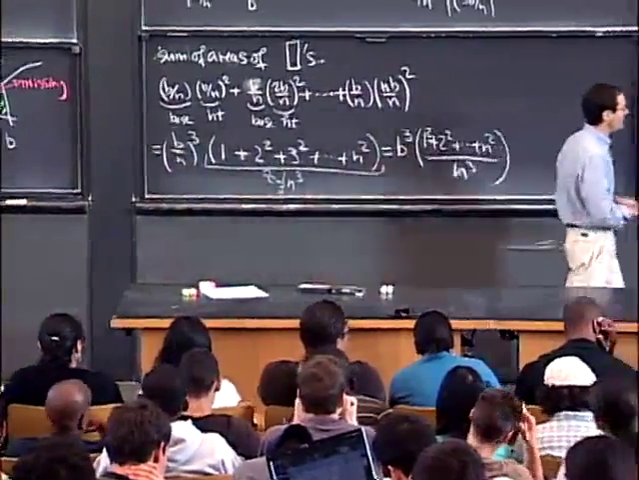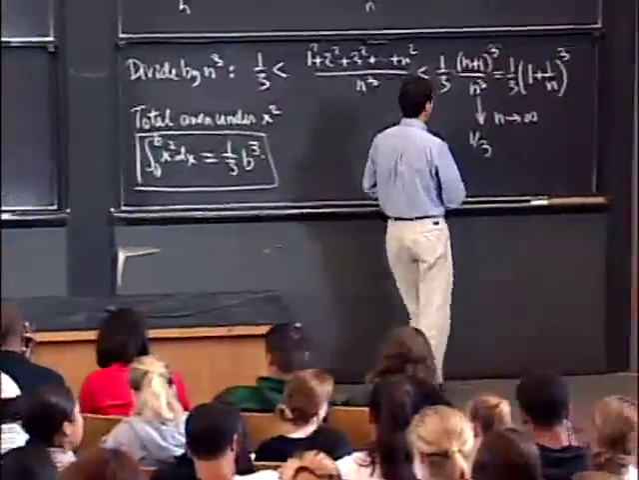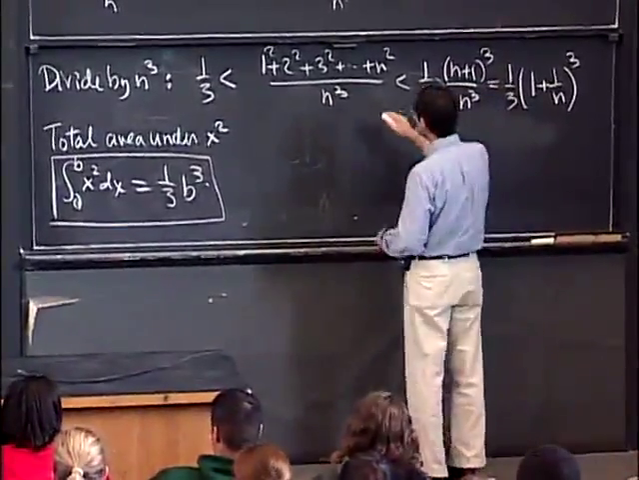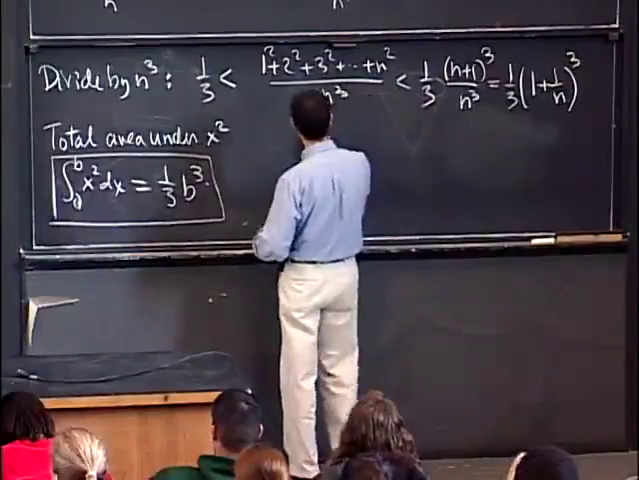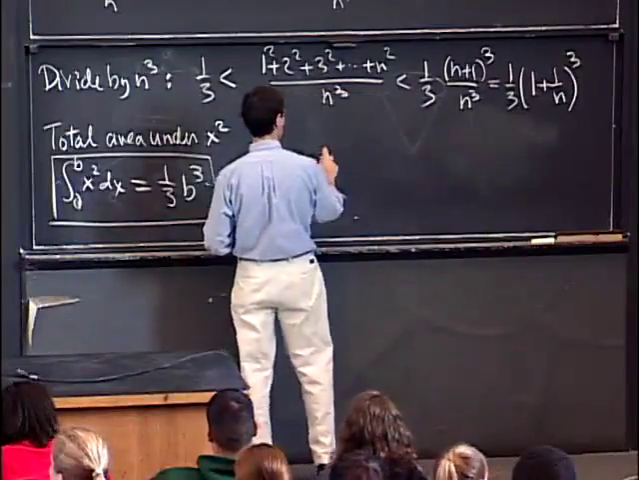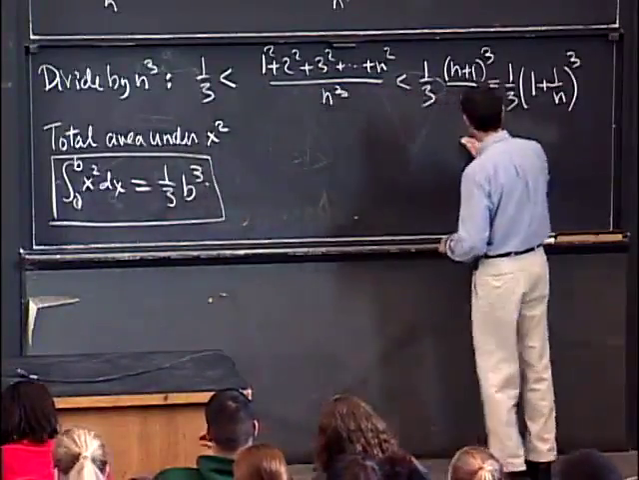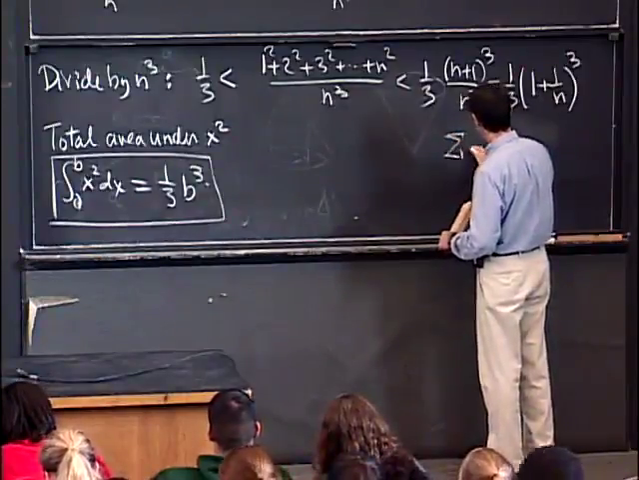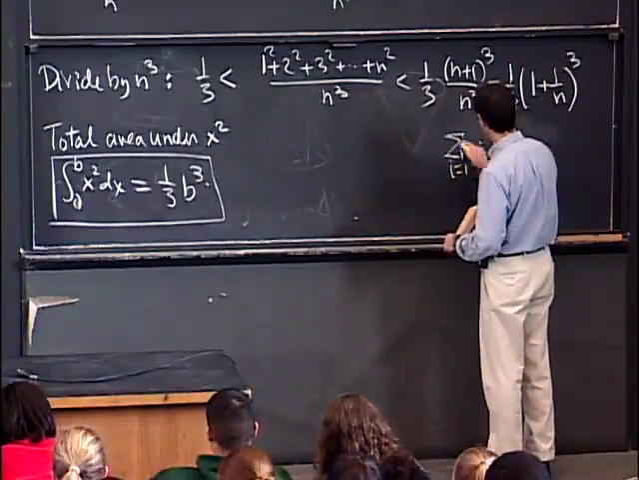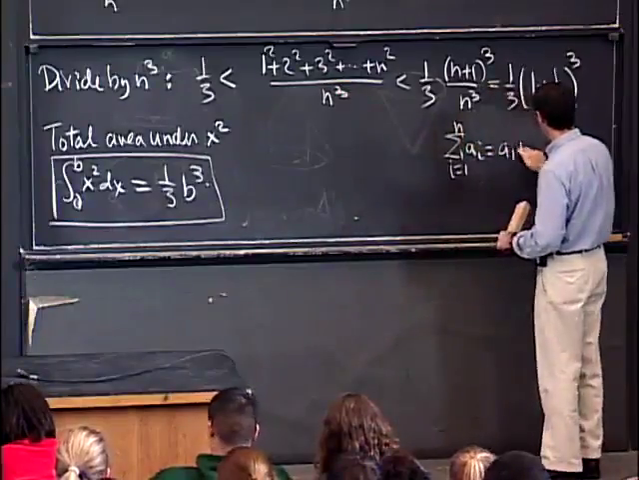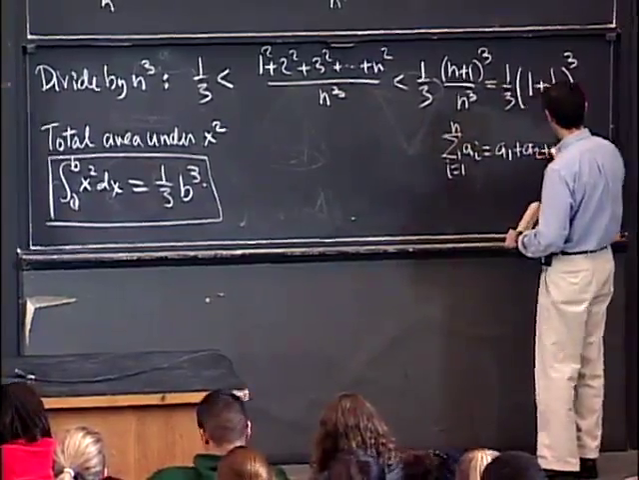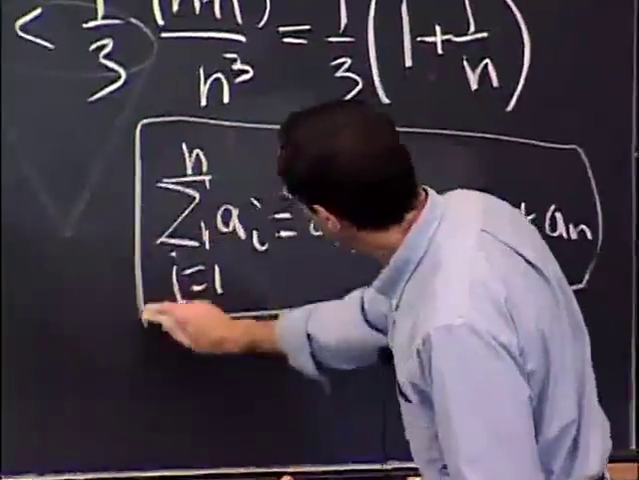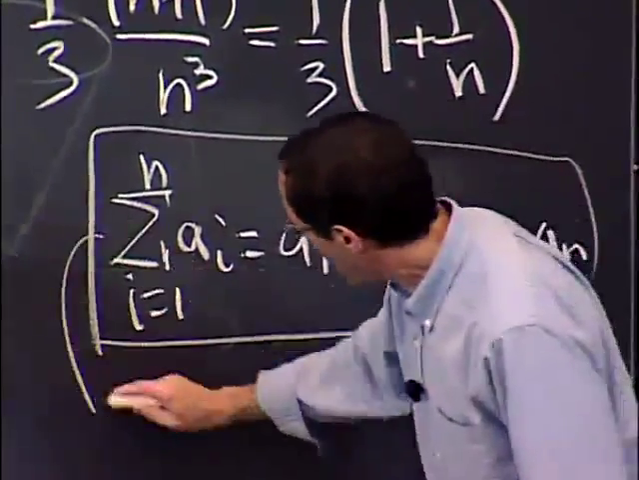So the idea of summation notation is the following. I'll illustrate it with an example first. The general notation is the sum of a_i, i equals 1 to n, is a_1 plus a_2 plus ... plus a_n. So this is the abbreviation. And this is a capital sigma.